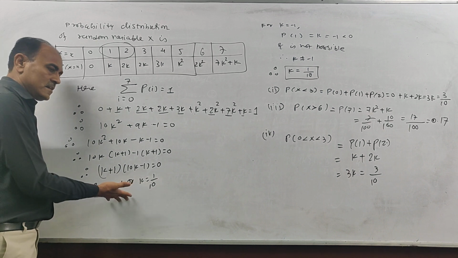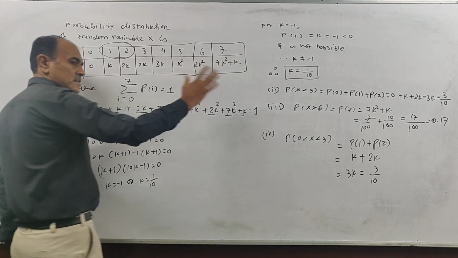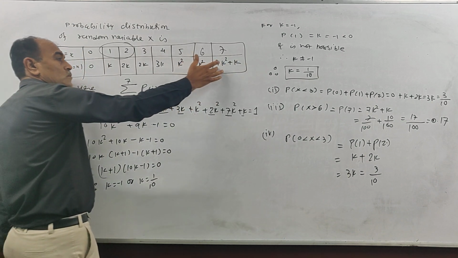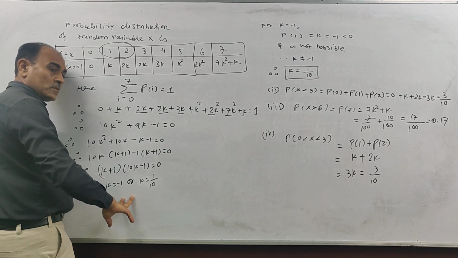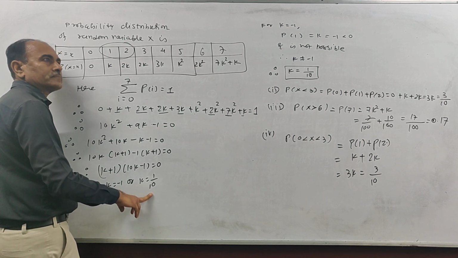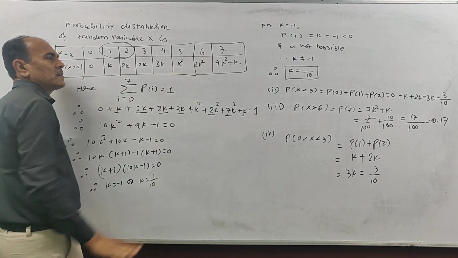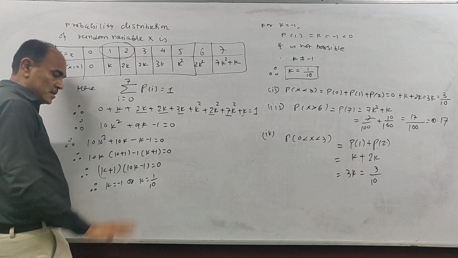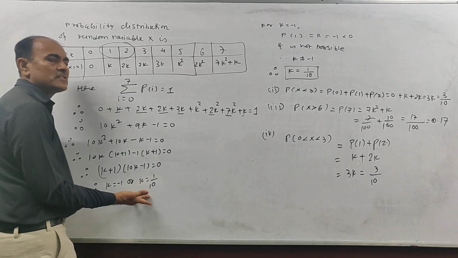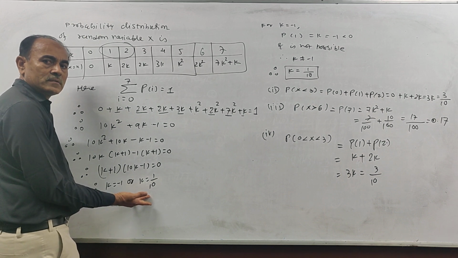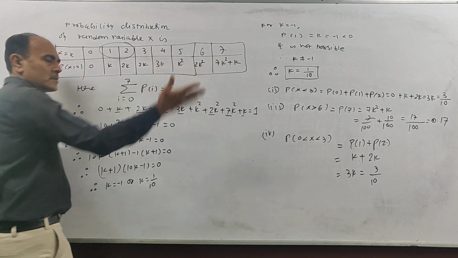Whenever two possibilities are there, here it is given 7K square plus K, likewise they can give something like 2 minus 3K also. And if you get both values positive, even then you need to check it. For K is equal to 1 by 10, every probability is greater than or equal to 0, yes or no? Here only two possibilities are there. If one possibility is not possible, then the other possibility is there, so we are not checking it. But we can check it. For K is equal to 1 by 10, every probability is positive.